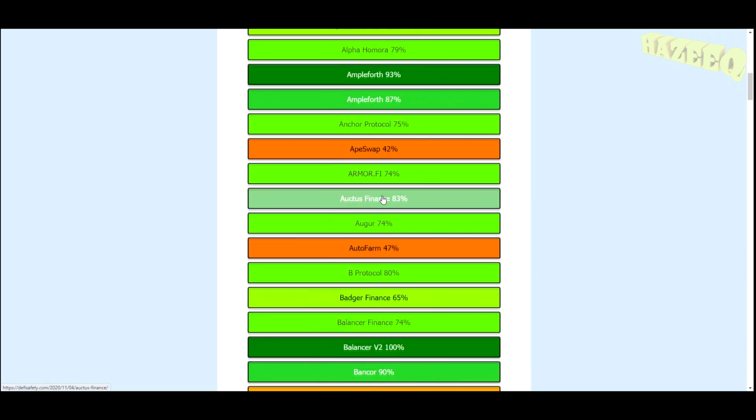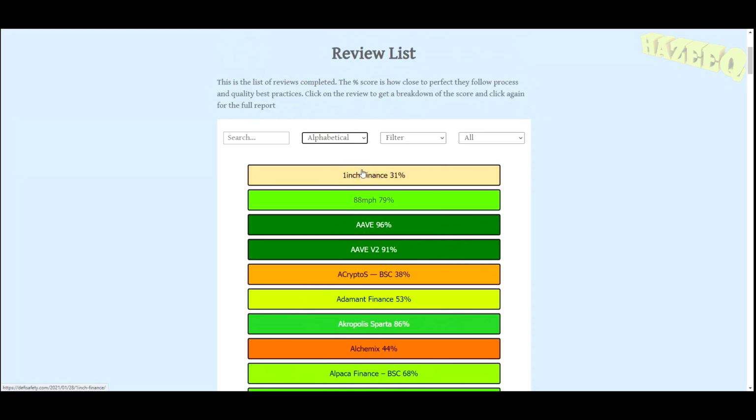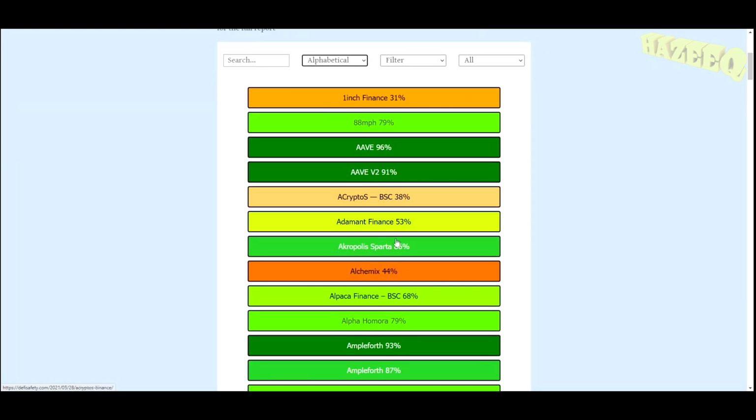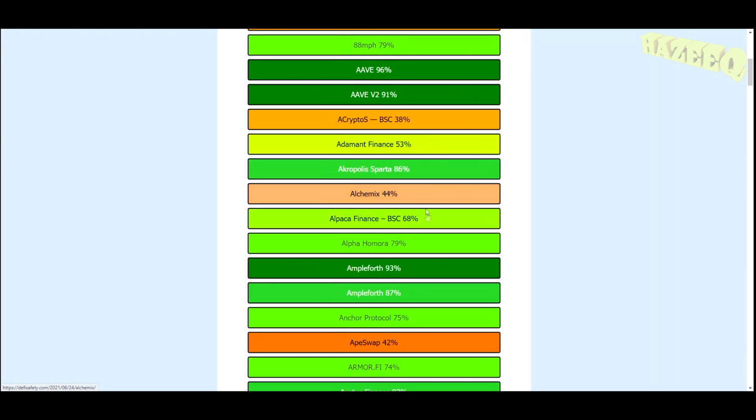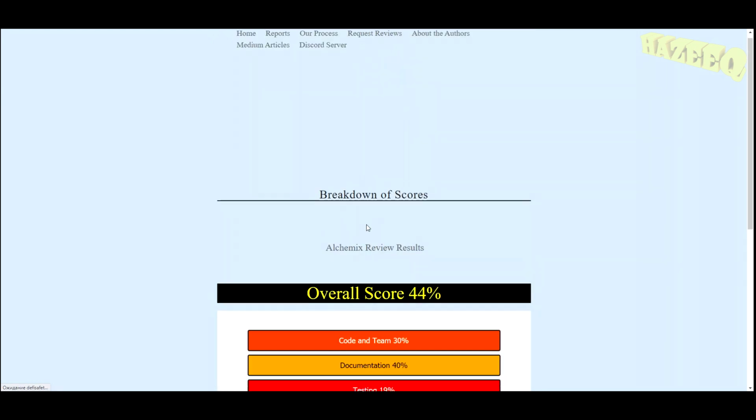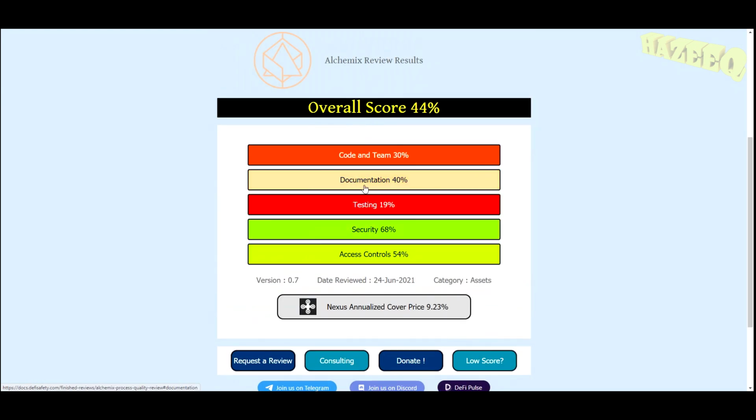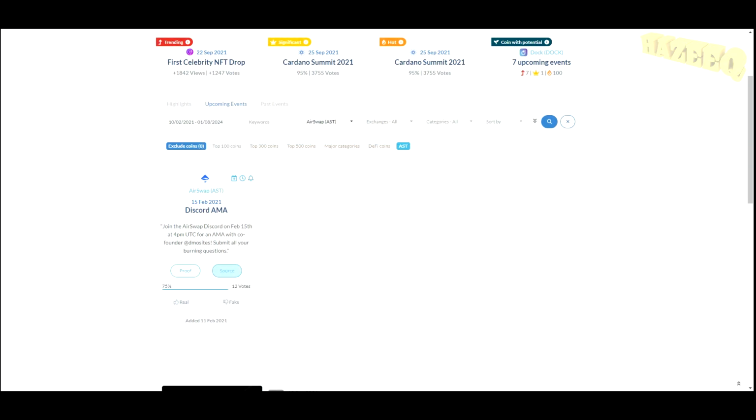So basically, if it's above 90, it's a pretty secure project, okay? So yeah, this is a great Alchemix. You can look through their review, and they have security testing, documentation, code, and team access controls. Pretty much everything is reviewed over here. So this is really a great website.